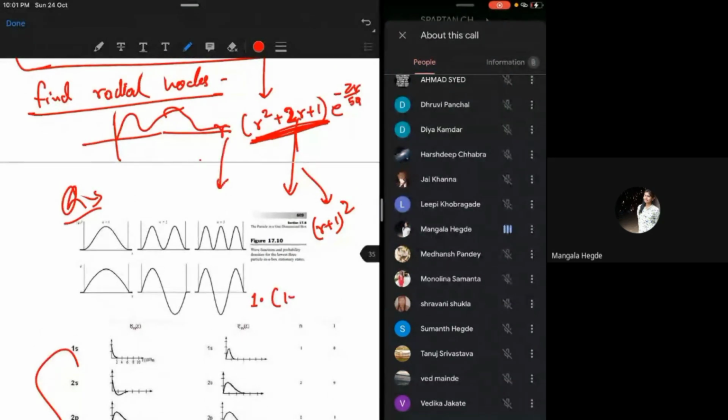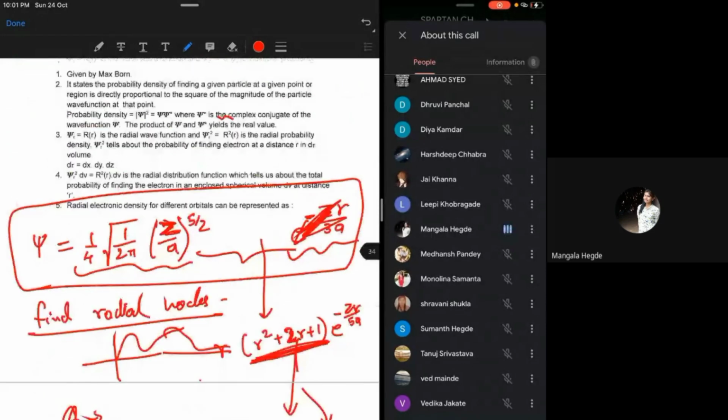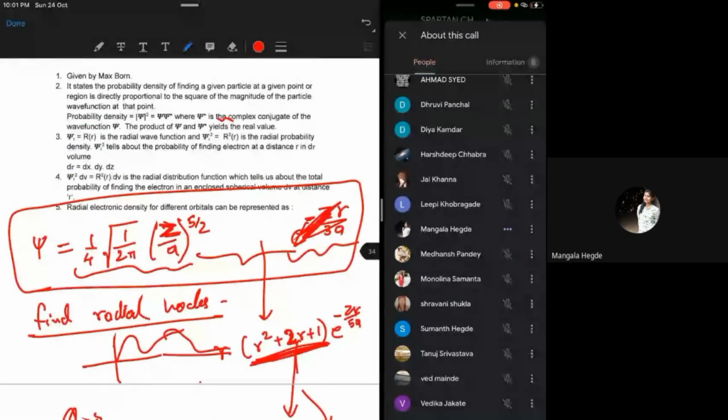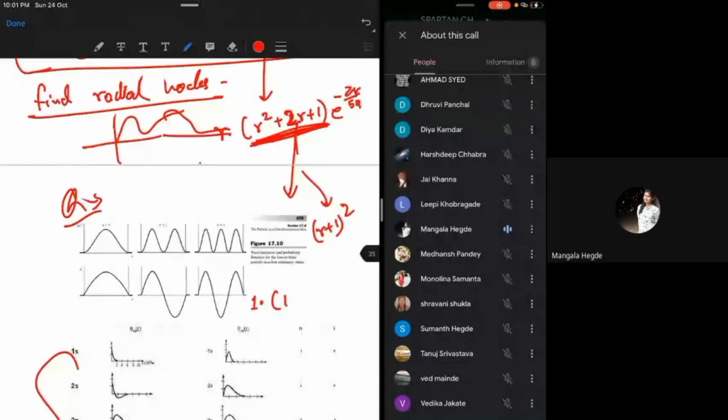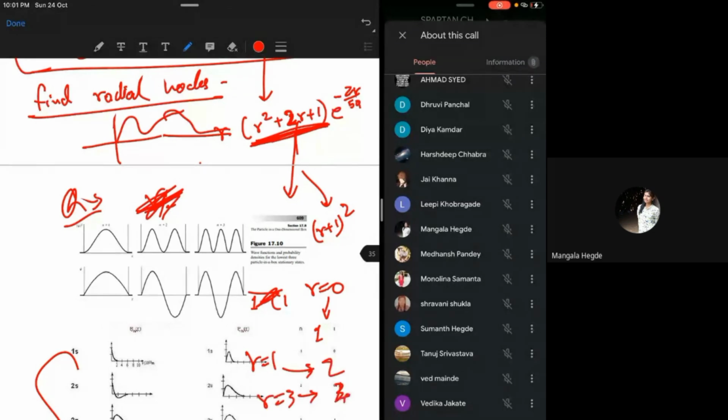In the previous example, we got the value r is equal to 1. So will the number of radial nodes be 2 or only 1? Because here we got r is equal to 0 and the number of radial nodes is equal to 1. No, it does not matter. It's not that if r is 0, then nodes will be 1, or r is 1, then nodes will be 2, or r is 3, then nodes will be 3 or 4. It is not like this. All you need to do is just solve the equation.